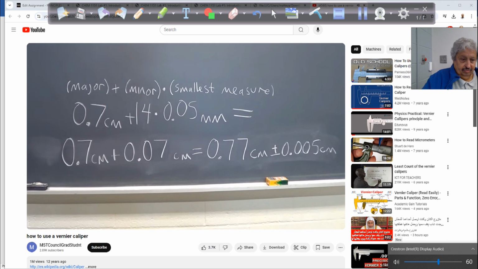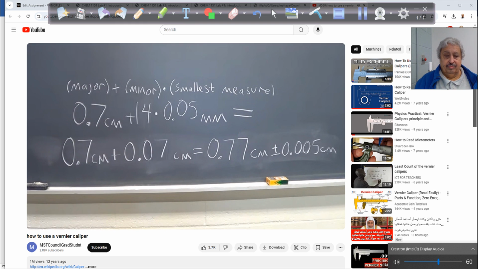The way we'll combine these sets of measurements, the 0.05 millimeters on the minor scale as the smallest measurement with the major scale of 0.7 centimeters, is we'll take the major plus the number of minor increments, in this case 14, and then multiply that number times the smallest measure. So what we get back after we convert to the correct units of centimeters, in this case, is 0.77 centimeters, with an accuracy of plus or minus 0.005 centimeters.